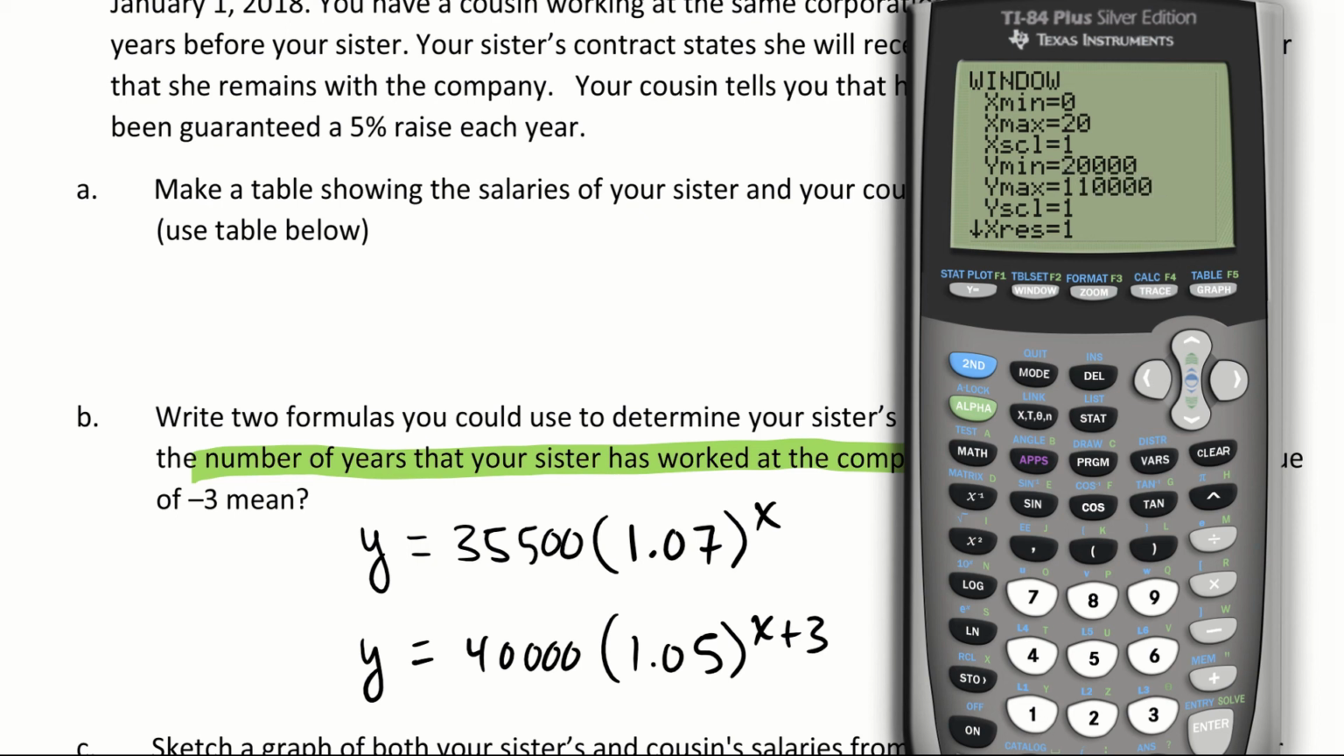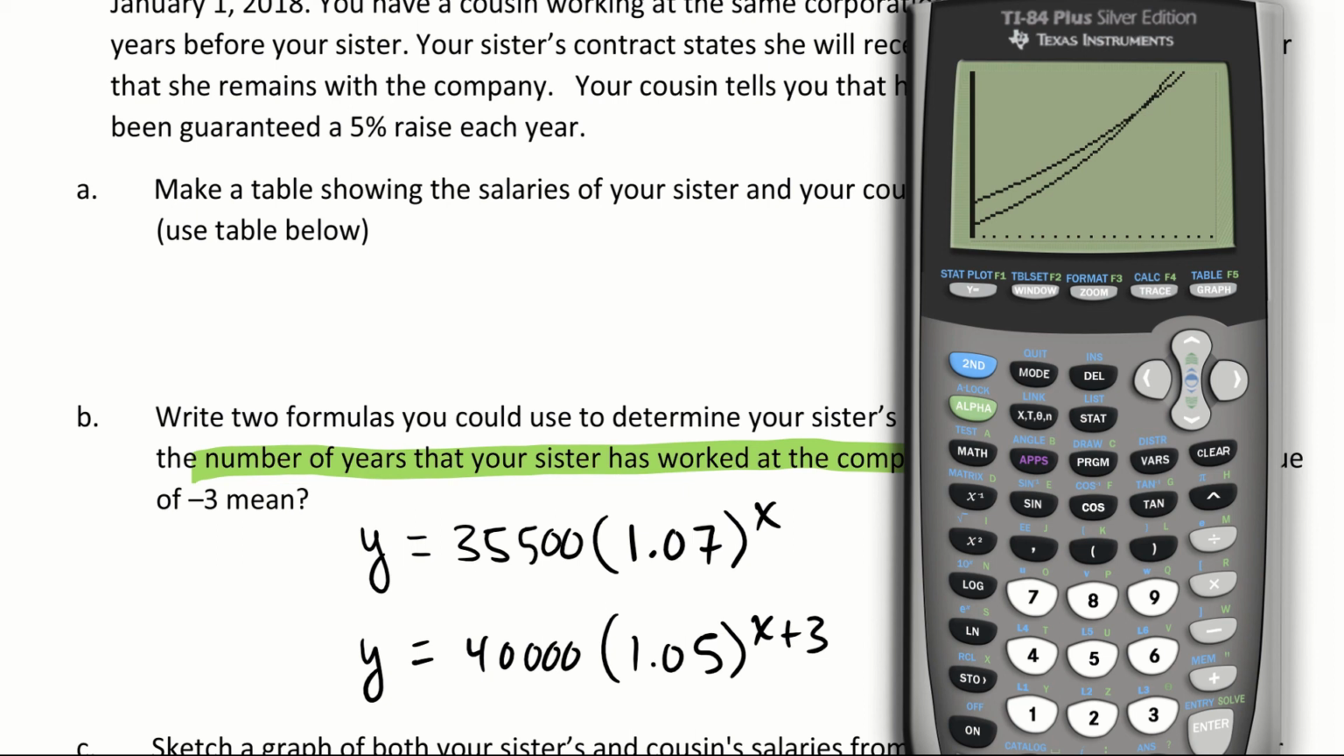And actually, looking at it, I don't need to see the 20,000. I'll kick it up to 30,000. All right, so let's take a look at the graph now with that new window. Here we are. This is the sister starting at 35,500. Here's the cousin starting at 40,000. And you can see that the sister's salary is larger right here where these 2 points meet. So the question is, where is that point at?